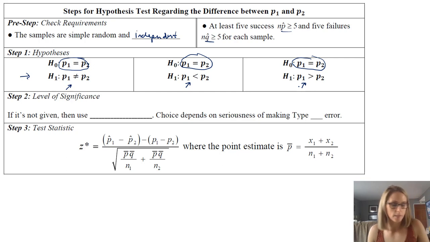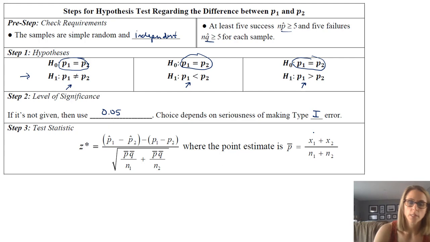Level of significance, if it's not given, we will be using 0.05 just to be safe, right in the middle. Remember that that choice depends on the seriousness of making the type 1 error, because significance is alpha, and that's what alpha represents. So down at the bottom here, once we've checked that we have the requirements, we've done our hypotheses, we look at what our level of significance is, then we're ready for the test statistic.